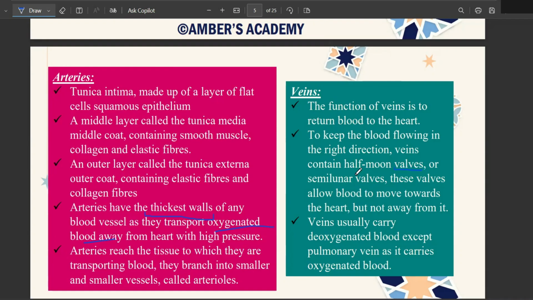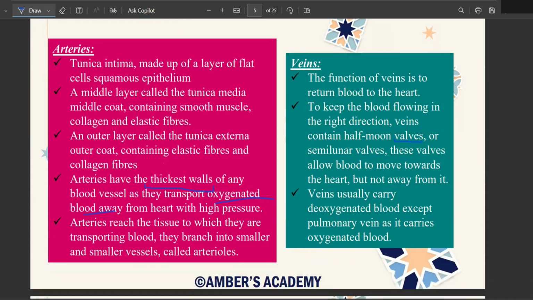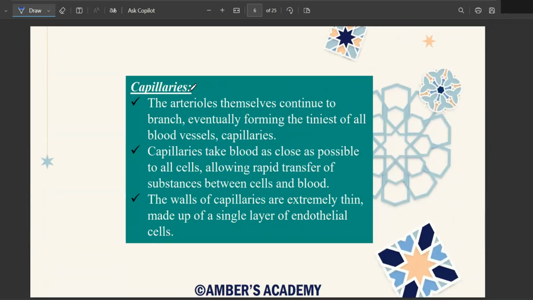Because the blood pressure in veins is slightly less than the pressure in arteries. Okay, so veins have low blood pressure, and this is why they have semilunar valves, so that blood could move towards the heart. Then we have capillaries.